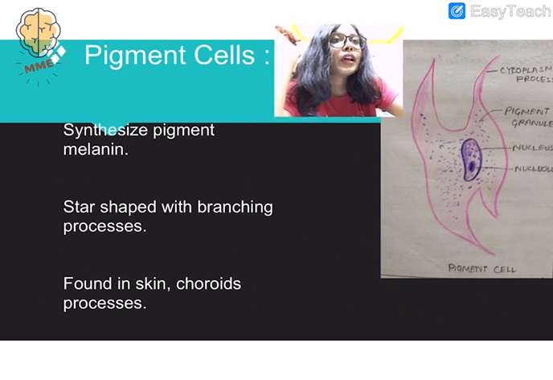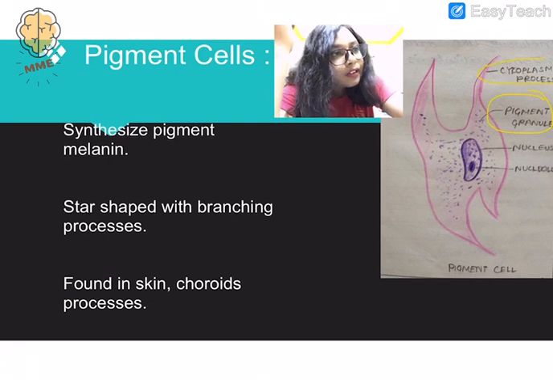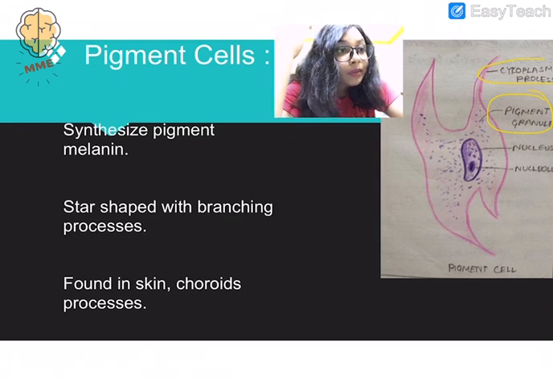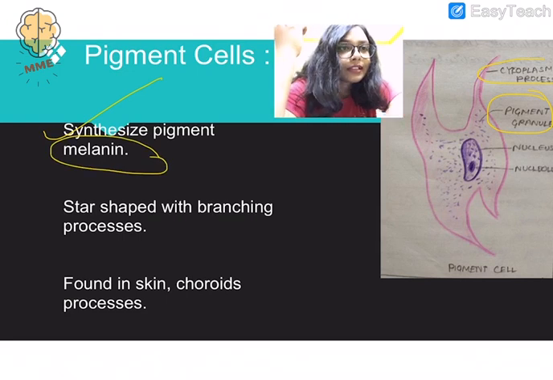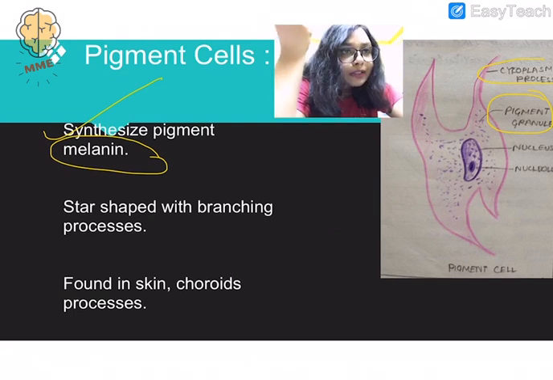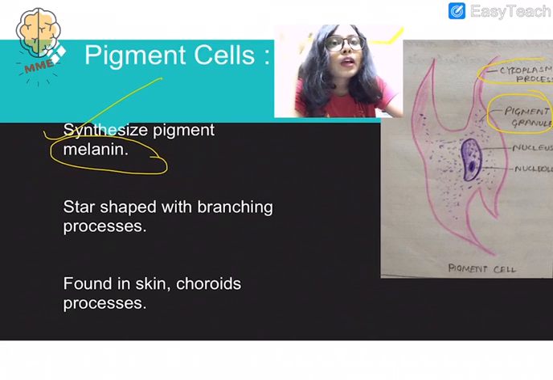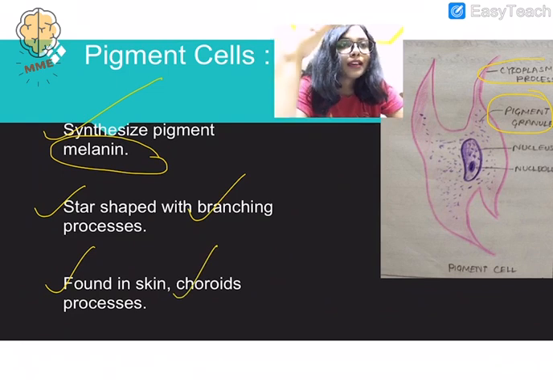Okay, now the third was pigmented cells. Why are we calling them pigmented cells? First of all, they contain pigment granules. Then, as before, they also have cytoplasmic processes like fibroblasts. They will synthesize the pigment. What is the pigment they will synthesize? The pigment is melanin. The skin color we have is the function of melanin. These are the melanin-producing cells. They are star shaped with branching processes. They are found in the skin and the choroid, the choroid layer of the eye. They are present there.